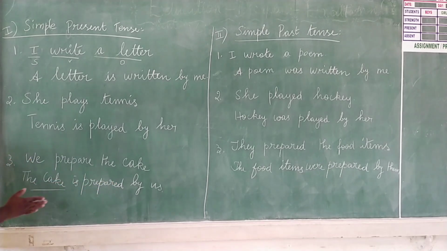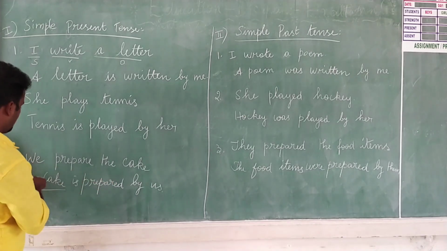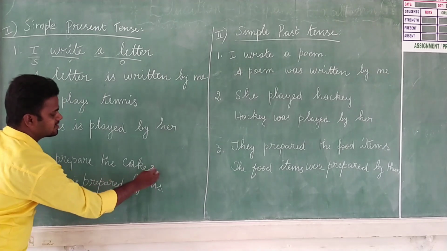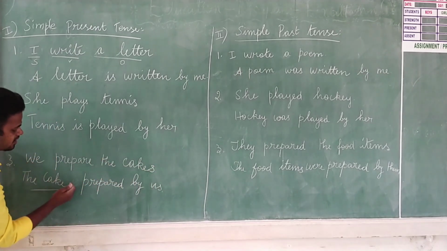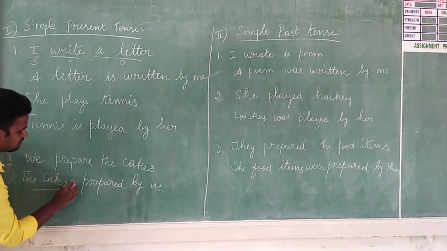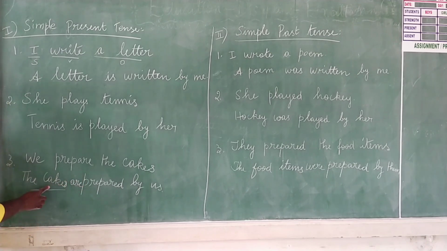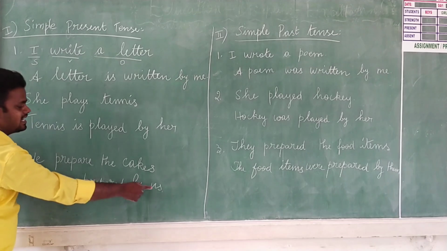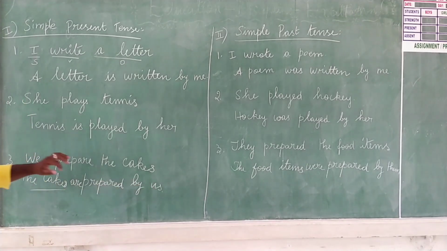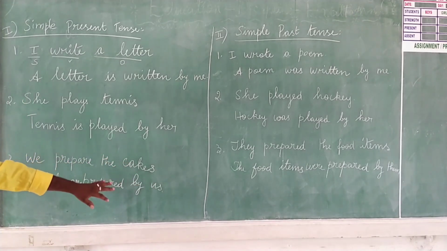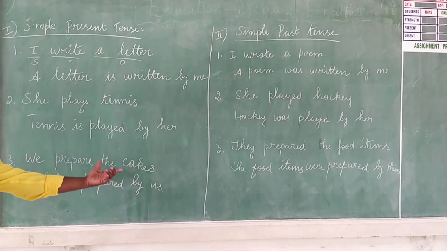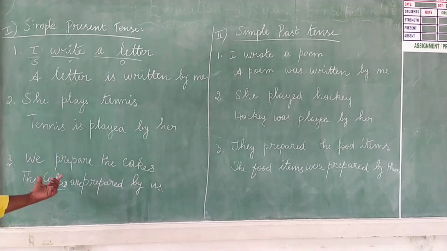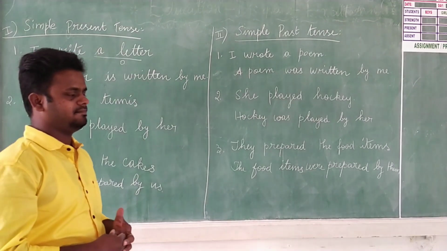For example, we can change it like this. We prepare the cakes. If we change it to cakes, automatically this becomes are. The cakes are prepared by us. It depends upon singular or plural. If you have a plural object, you should use a plural verb. If you have a singular object, you should use a singular verb.